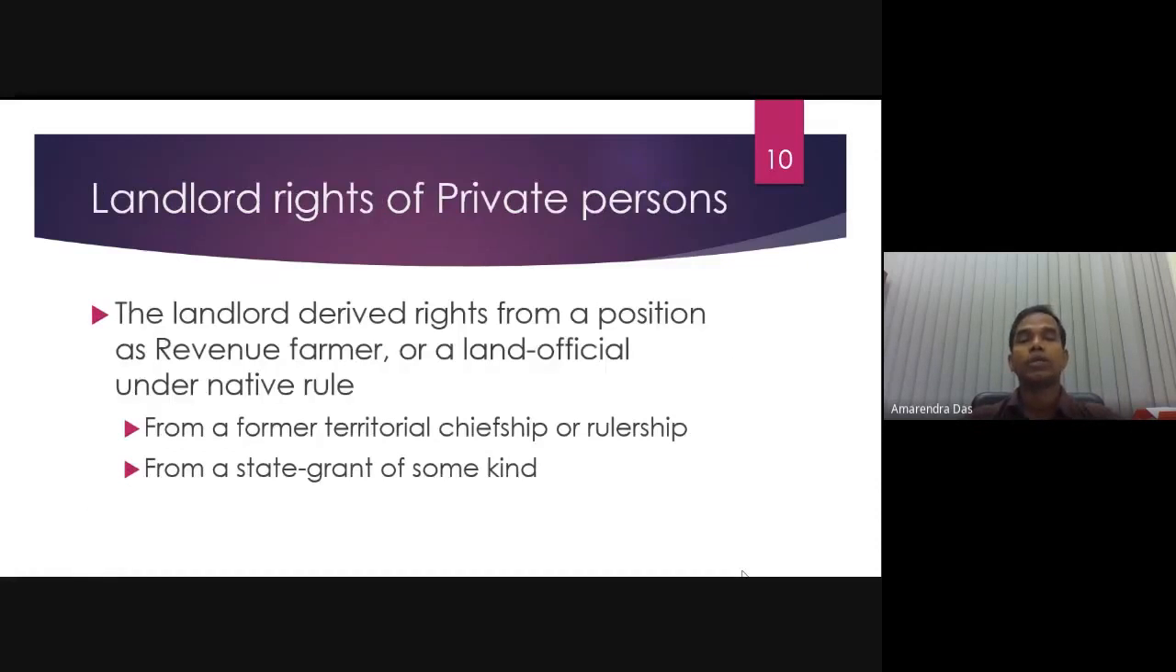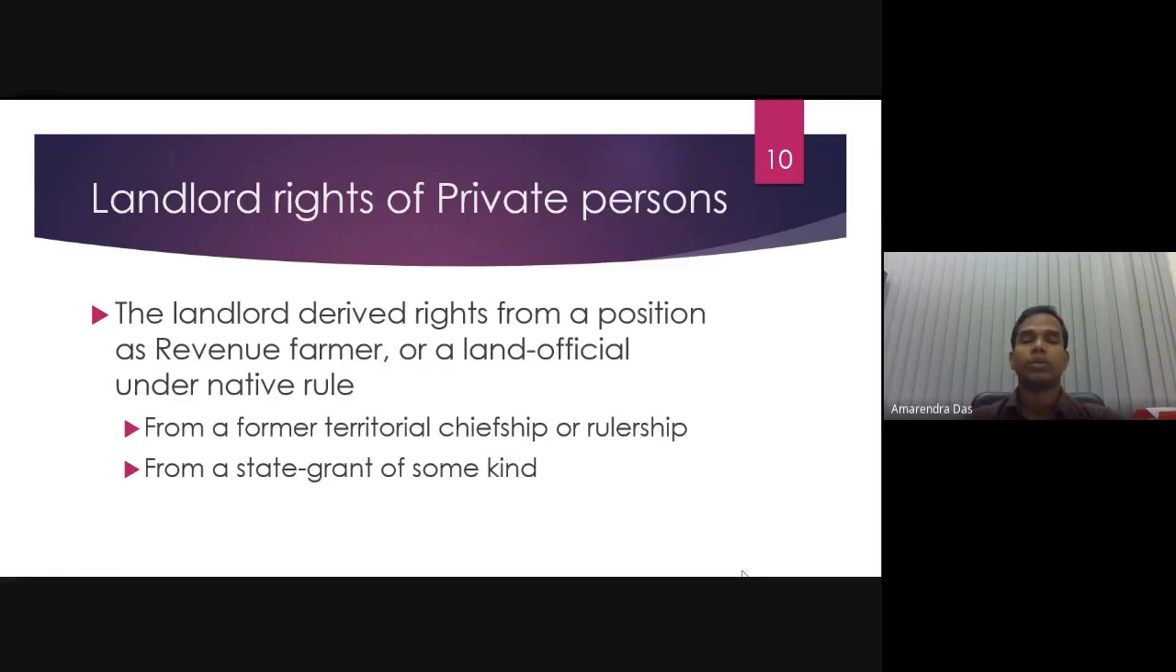Then, how were landlord rights actually given to different people? Basically, landlord rights were derived from a position as a revenue farmer or a land official under native rule. Most of the government officials who worked under the British regime got this landlordship from the British government, and from a territorial chiefship or rulership, or from a state grant of some kind.